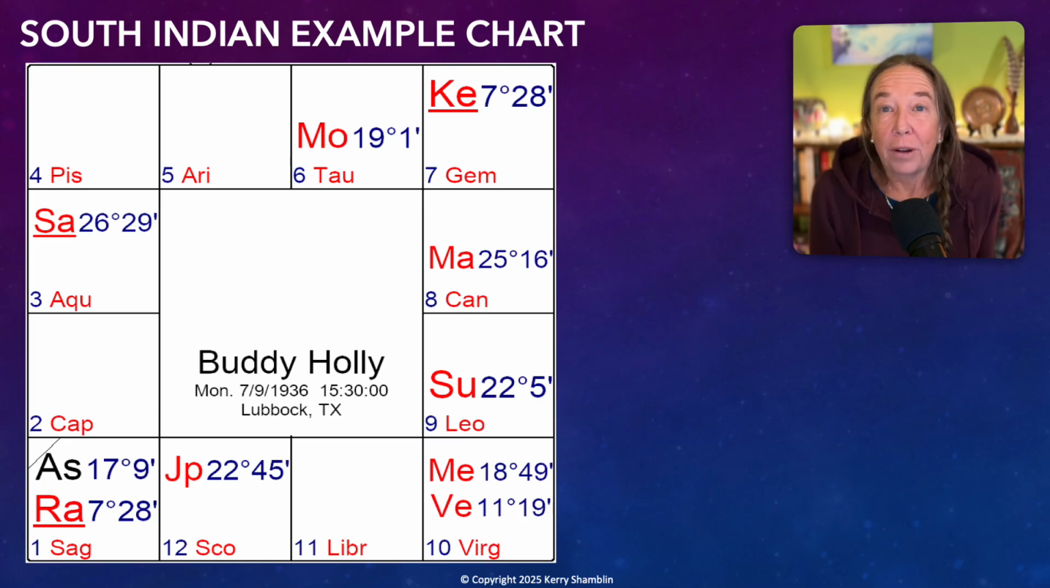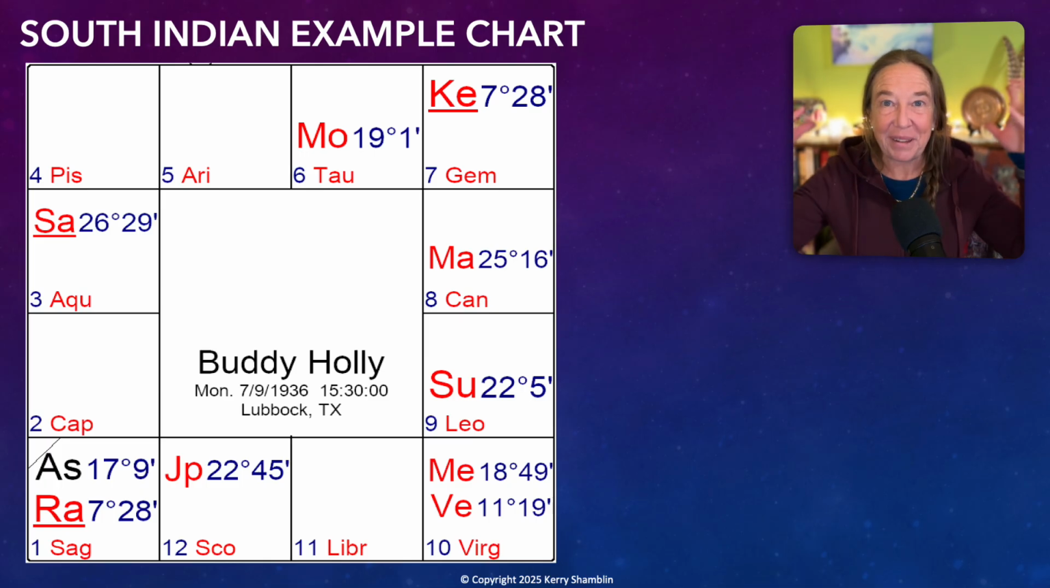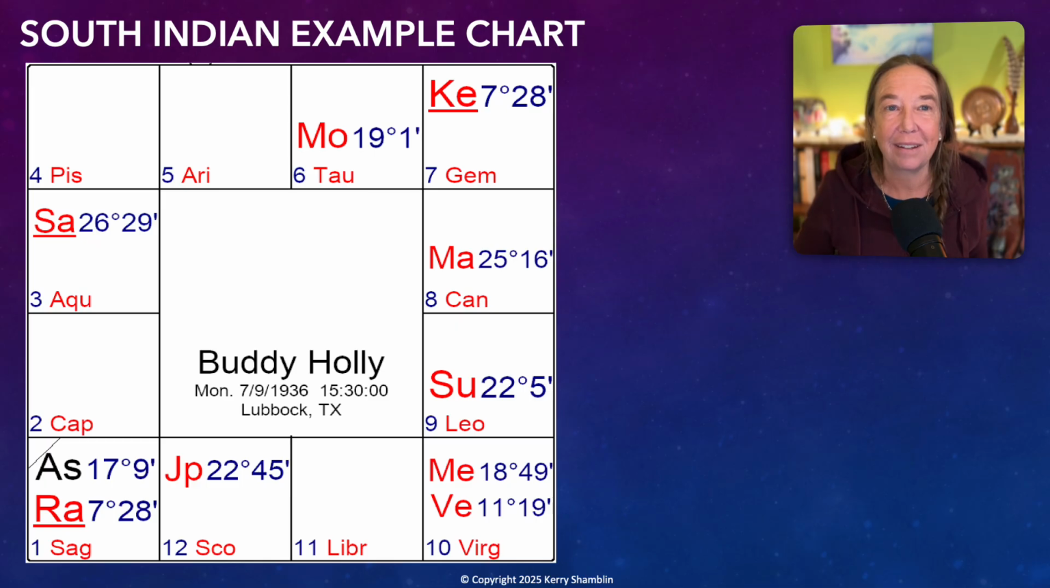So what is the first house about? It's about the whole entire picture of the person or place or thing that we're looking at. And so Rahu being in the first house is like putting a Rahu on top of Buddy Holly's head. It's making a really big impact in his life. Rahu in the first house can show somebody who gains fame. Wow, he sure did that really quickly, and then was a shooting star. He was here and gone. So Rahu in the first.